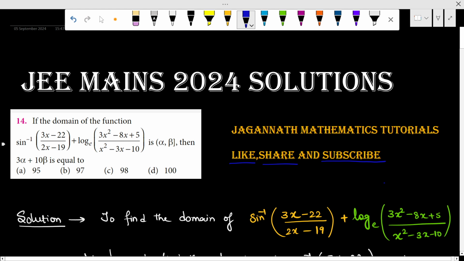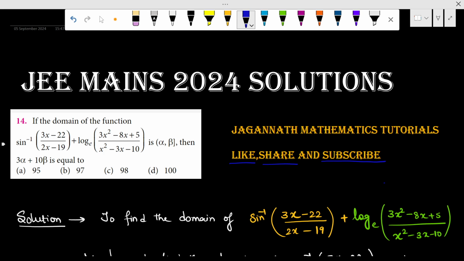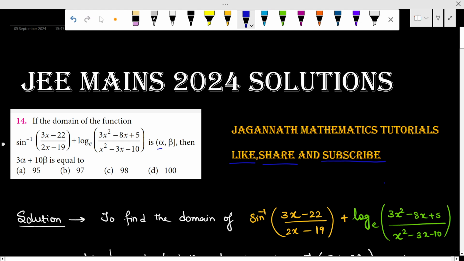So the question here is: if the domain of the function sine inverse of (3x minus 22) by (2x minus 19) plus log of (3x square minus 8x plus 5) by (x square minus 3x minus 10) is the interval alpha comma beta, then the value of 3 alpha plus 10 beta is equal to. Here you are given 4 options.